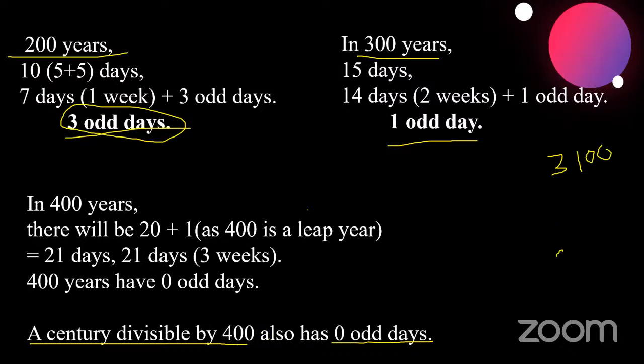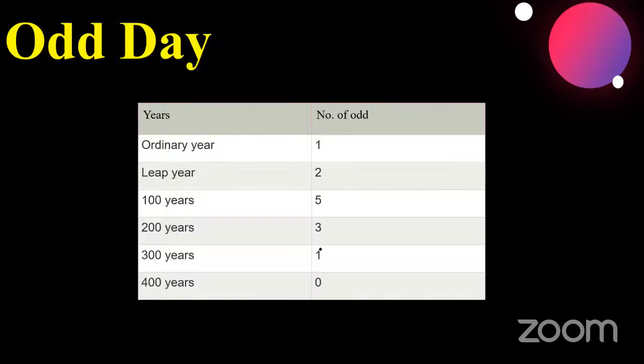Okay, so 400 should be divisible by 400. When you take century years, that should be divisible by 400. In that year we don't want to find the odd days. Okay. So why we want to know this: there may be a question like, Jan 1st 2000 is Monday. What is Jan 1st 2001?